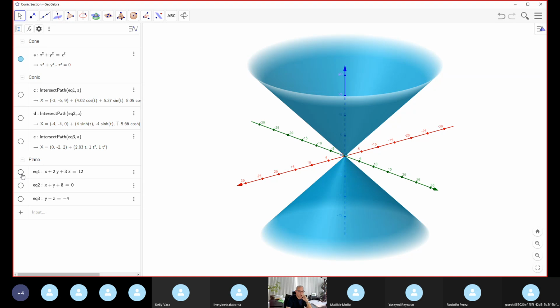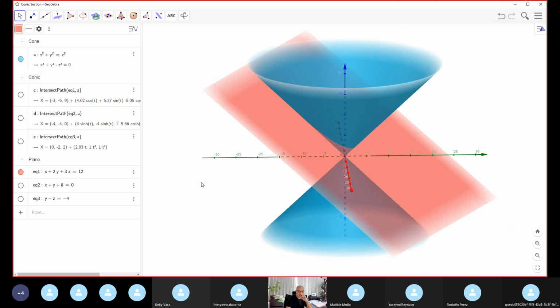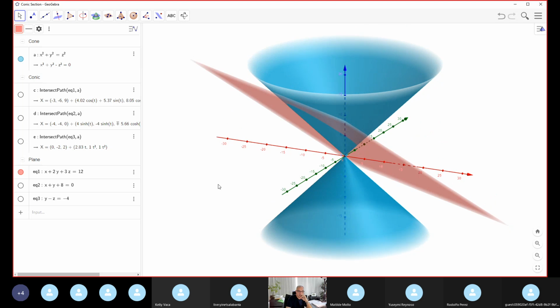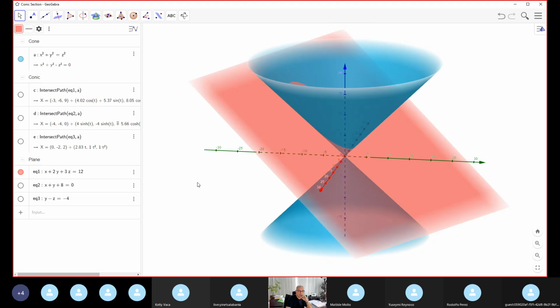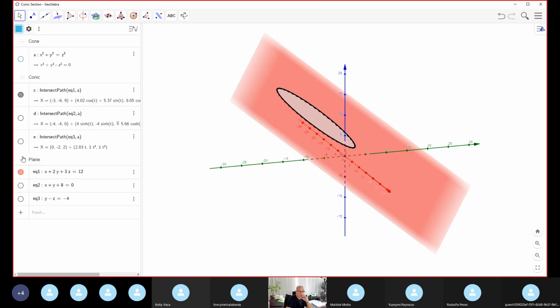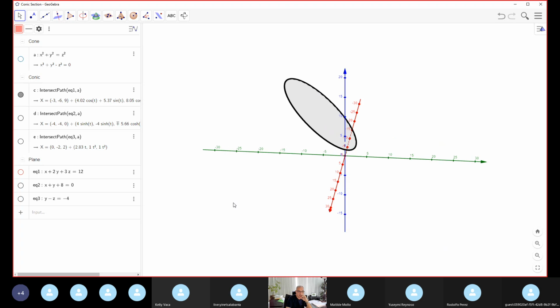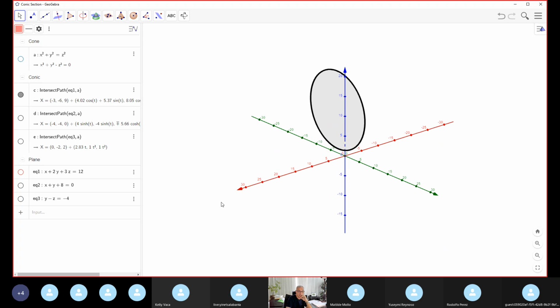Let me show you. I put the red plane, this crosses the double cone, and the intersection of the double cone is that figure. Okay. To see it more clearly, I delete the cone and delete the plane. And you see an ellipse. So the ellipse is the conic section that is formed by the intersection of the famous double cone and one plane, with a specific angle.